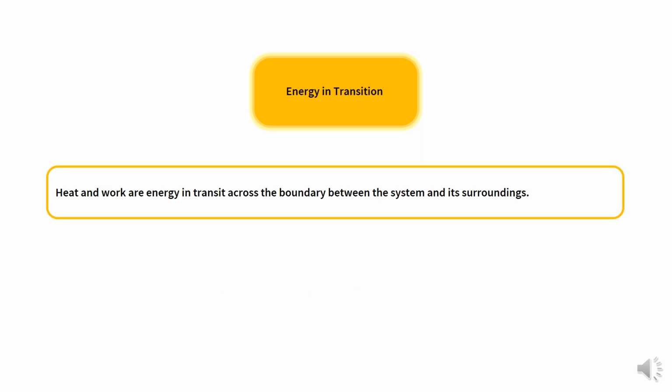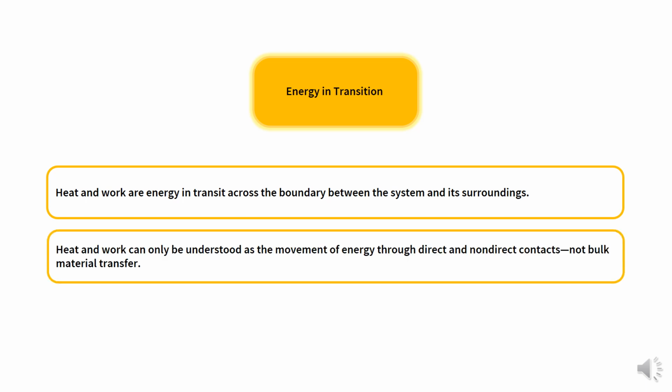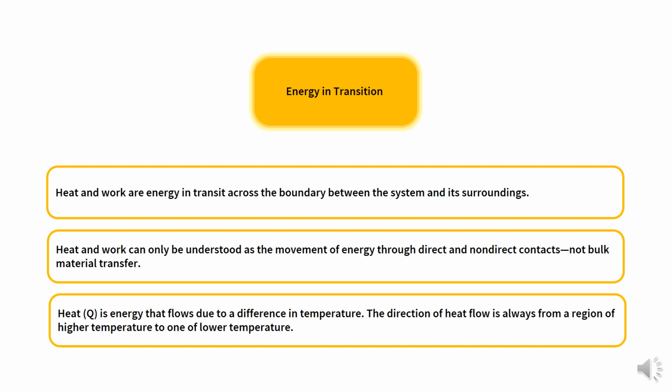In energy in transition, we talk about how heat and work are energy in transit across the boundary between the system and its surroundings. Heat and work can only be understood as the movement of energy through direct contact, not bulk material transfer. Heat, or Q, is energy that flows due to a difference in temperature, and the direction of heat flow is always from a region of higher temperature to one of lower temperature.